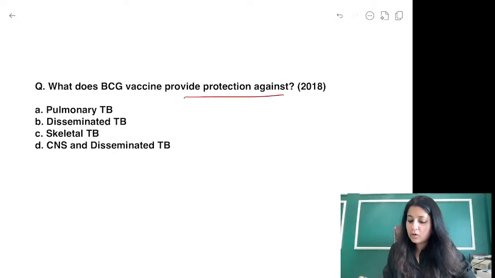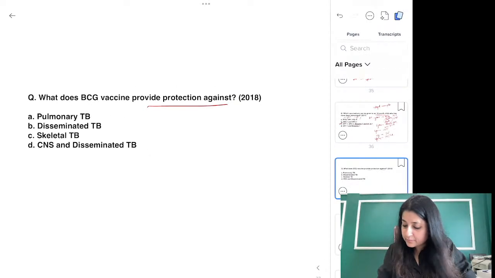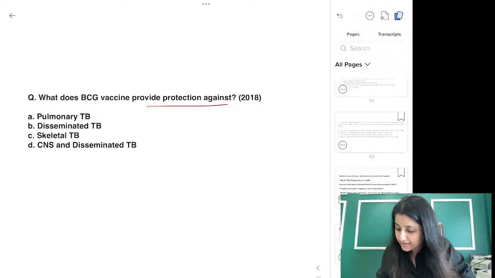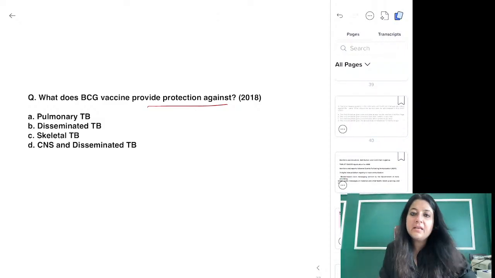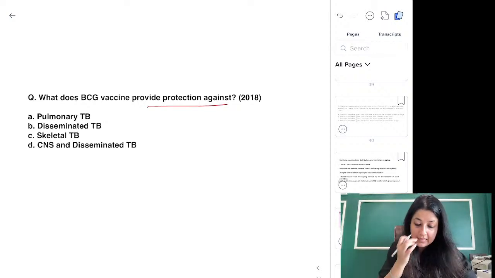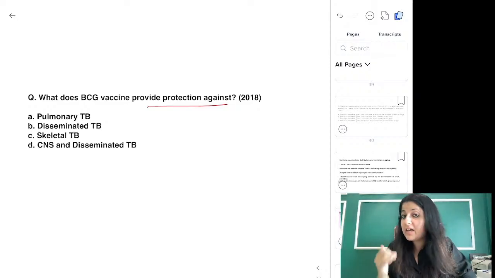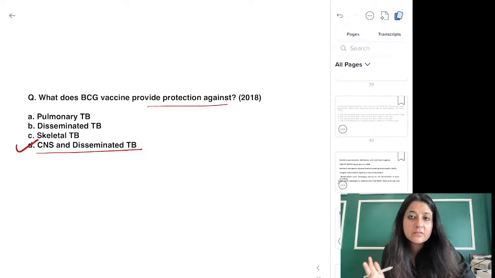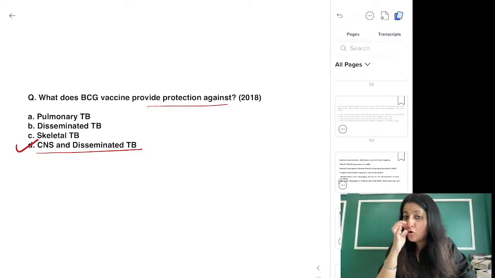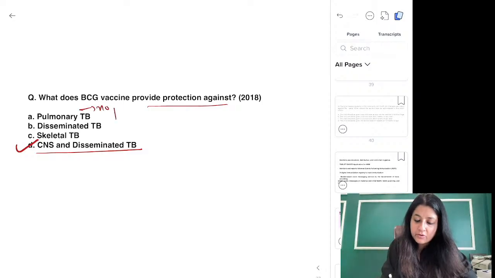What does BCG vaccine provide protection against? Quickly tell me. Besides disseminated TB, it protects against extra pulmonary TB, CNS TB and disseminated TB. No protection against pulmonary TB.